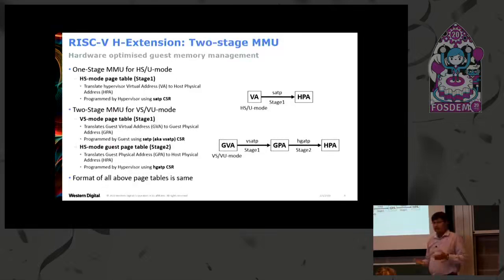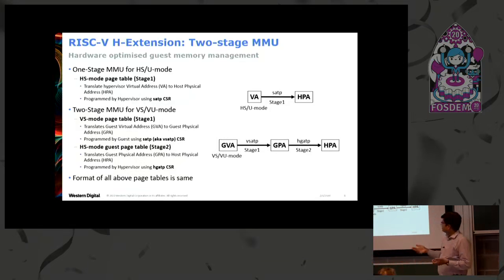And just like any modern architecture with virtualization support, we also have a two-stage MMU. The HS mode and U mode will have a single stage, which is the HS mode page table. So the hypervisor also needs an MMU for itself. It will have an HS mode page table, which will translate hypervisor virtual addresses to host physical addresses, and it will be programmed by the hypervisor itself.